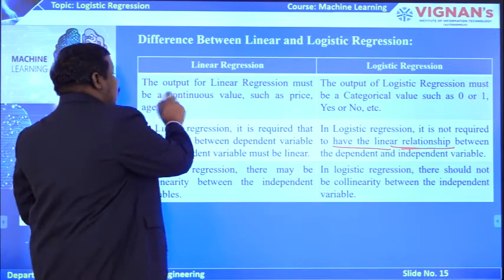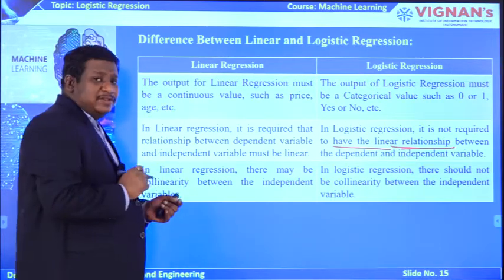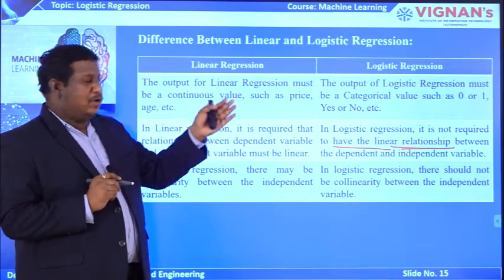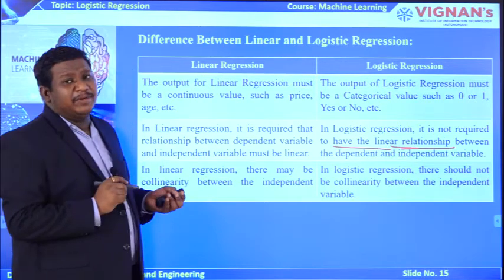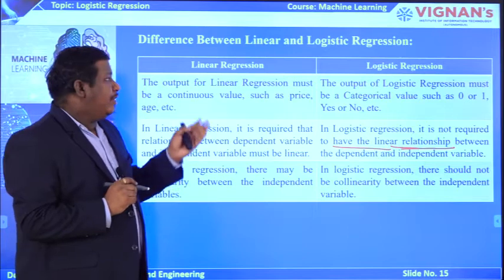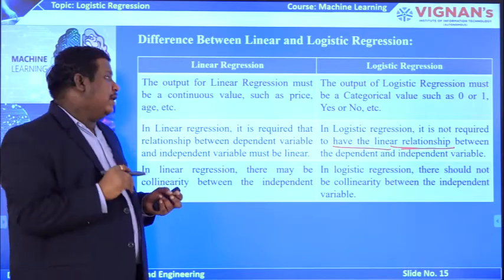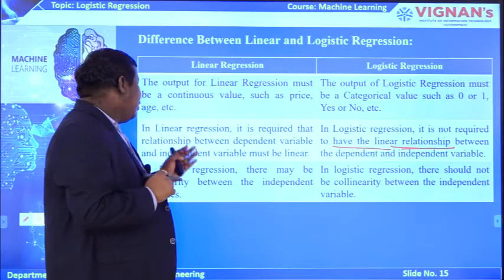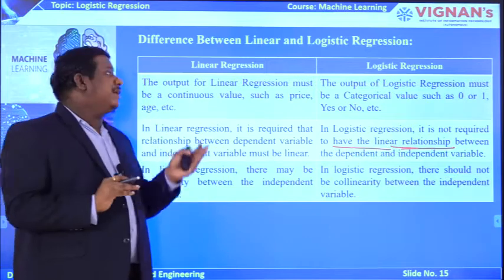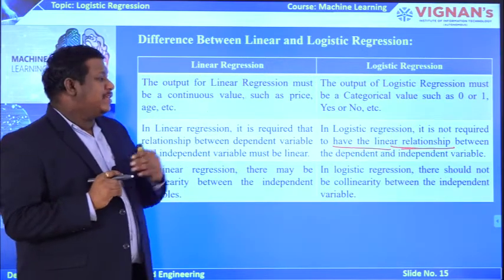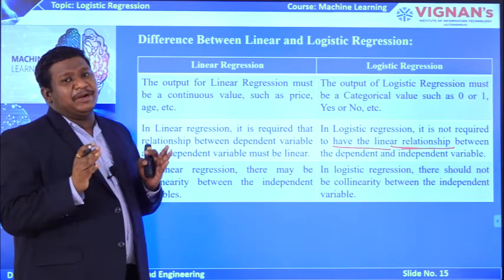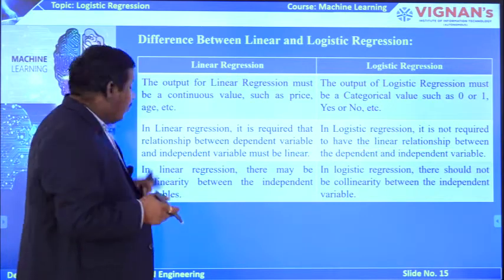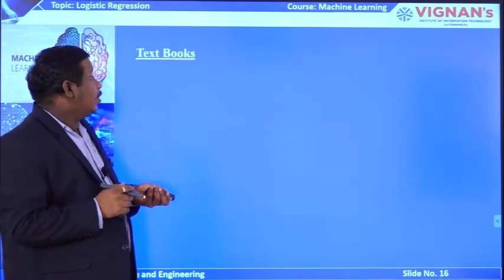Again, we will see this. The output for linear regression is always a continuous value, whereas the output from logistic regression is a discrete or binary value such as 0 and 1. There may be collinearity between the independent variables in linear regression, whereas in logistic regression there will be no collinearity between the input variables. And the relationship between dependent and independent variables should always be linear in linear regression, whereas in logistic regression the relationship may not be linear in some cases. So these are some of the major differences between linear regression and logistic regression.